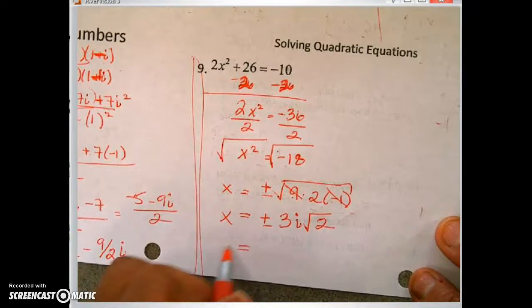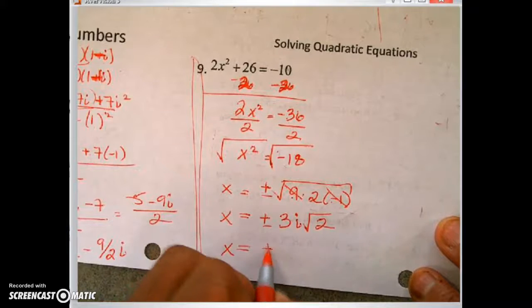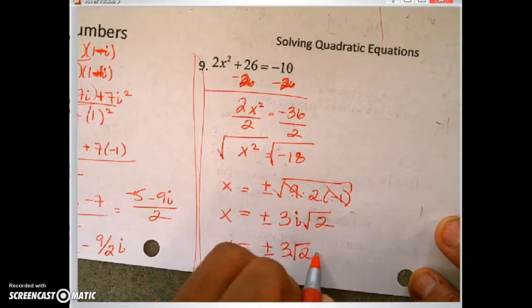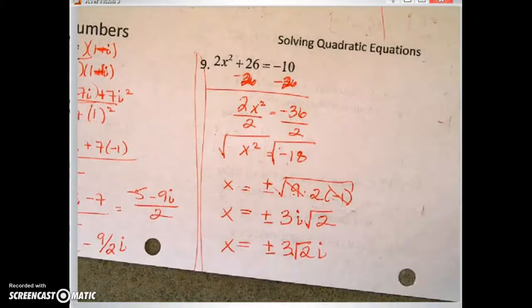The only thing left is to write this in standard form. So positive and negative, 3 radical 2 i. Just make sure that this radical stops right after that number and does not include the i.